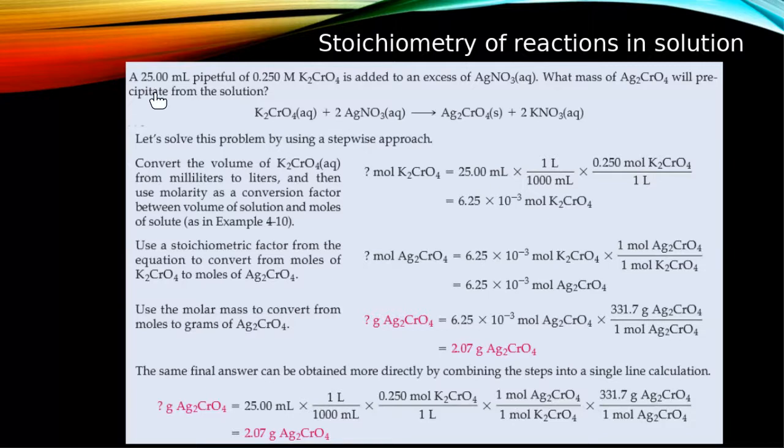A 25 milliliter pipette full of 0.25 molar potassium chromate is added to an excess silver nitrate aqueous solution. What mass of the solid precipitate, silver chromate, will precipitate from the solution? Don't forget that you will use these coefficients while solving that problem. If you use this chemical reaction and its coefficients, you will use the mole.